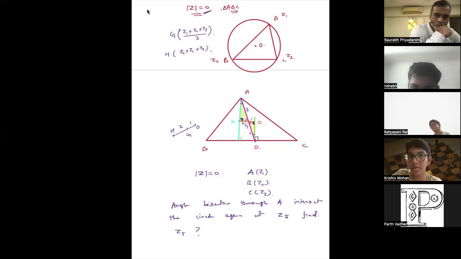So is the circumcenter at 0? So the circumcenter is at 0. Yes, mod z is equal to 0. Yes, the circle is mod z is equal to r.